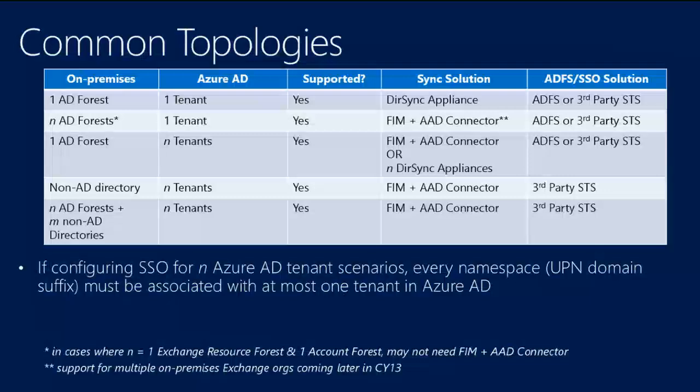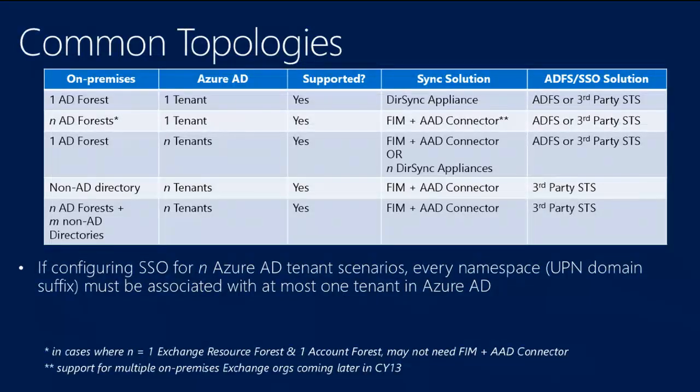Finally, if you have non-Active Directory directories, you can definitely use the FIM connector. The FIM supports connectivity to a lot of non-Active Directory sources. And in the case where you have multiple AD forests and multiple non-AD, then again, the connector is your story there.